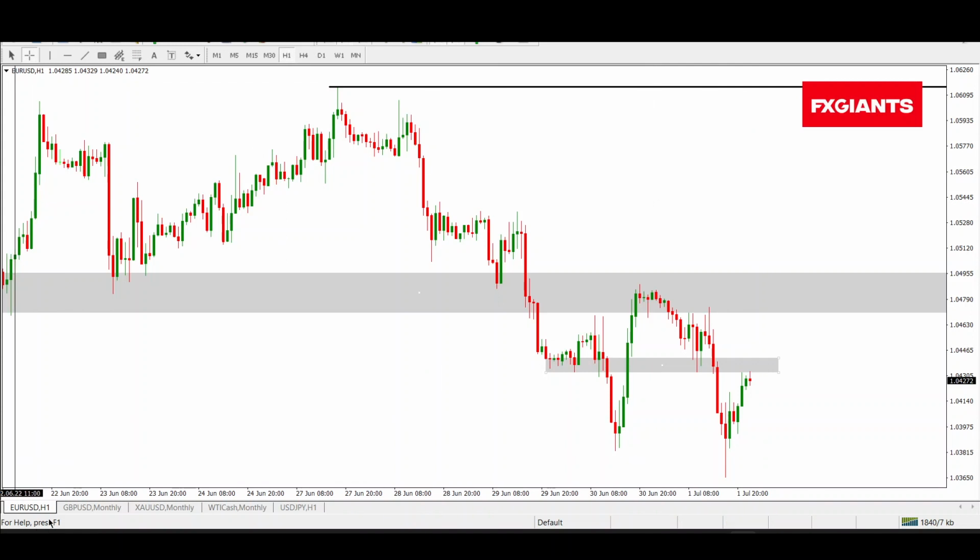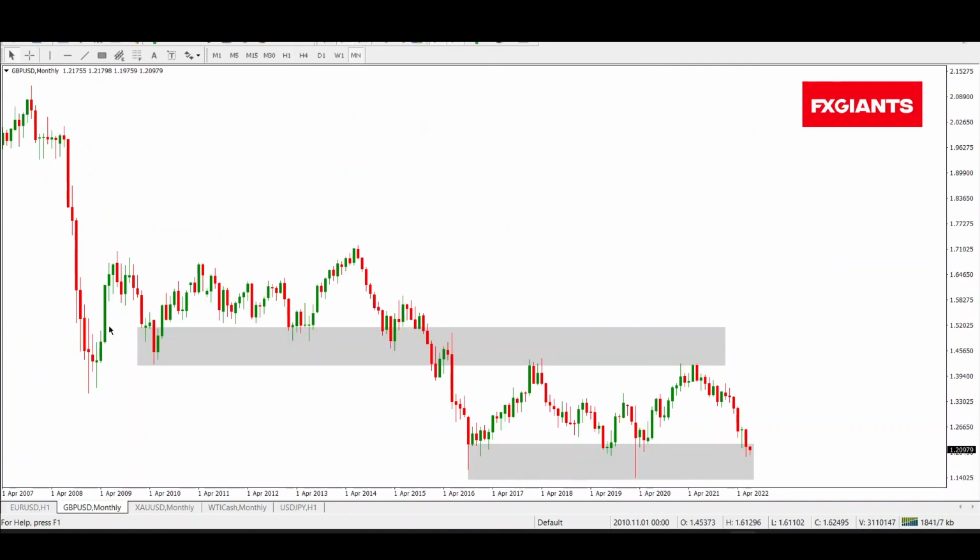So let's move to GBP USD. Looking at GBP USD on the monthly time frame as well, we can see that price has been in some sort of a range. We came back to this resistance area here and sold down back into the support zone. So far, we have not seen any bullish pattern form on the monthly time frame yet.